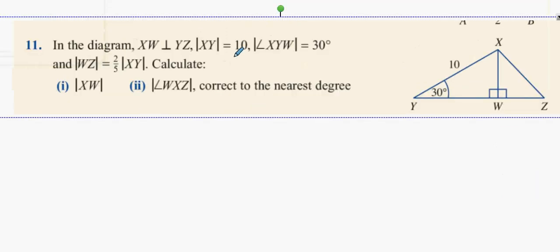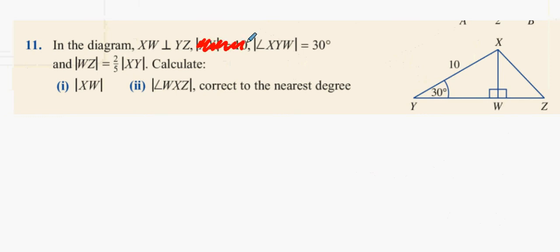So, what's confusing about these things is the symbols. XY equals 10, that means the length XY equals 10. Doesn't matter. The angle XYW equals 30. Oh, there it is there. X to Y to W is 30. Okay. Get rid of that as well. Says it in the diagram, doesn't it?